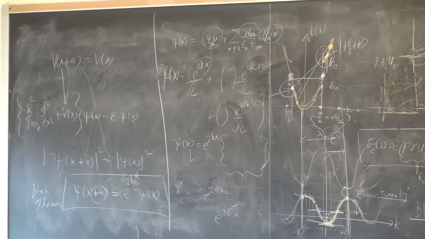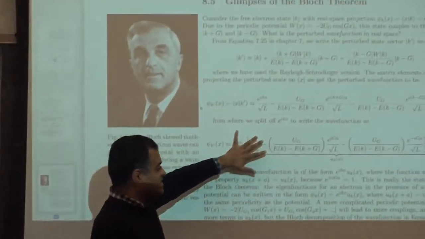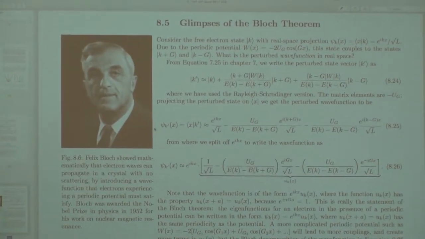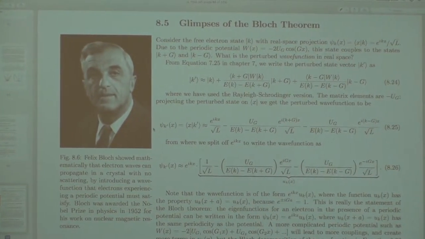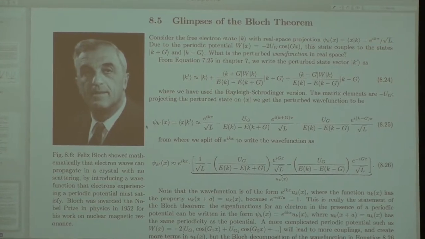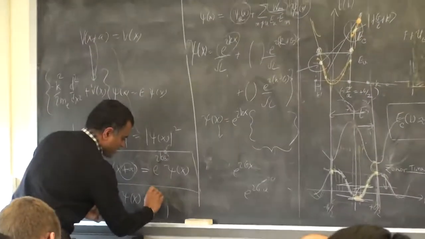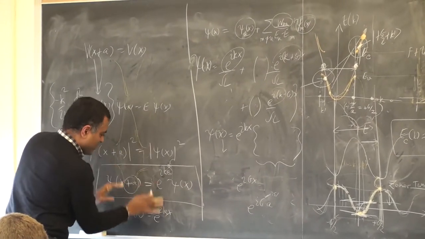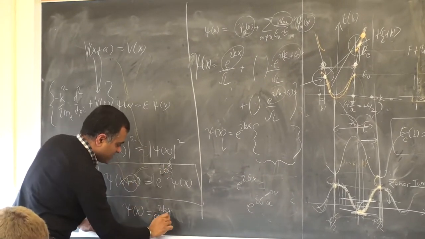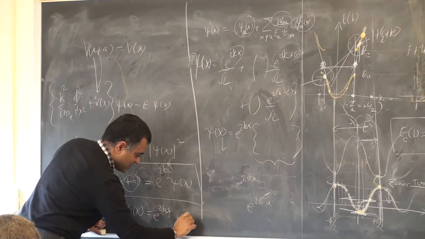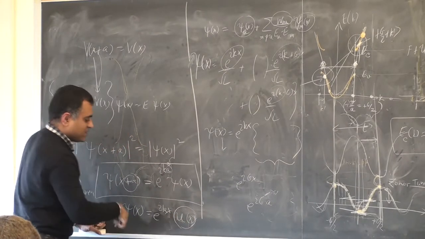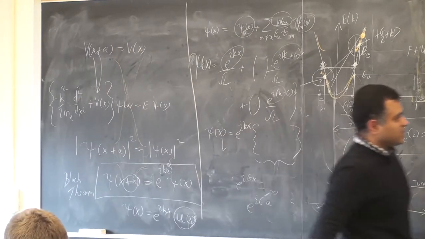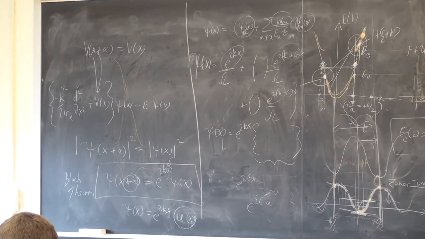So this is not a proof, but it is an indication that the wave function is in the form of a Bloch function. The Bloch theorem is stated in many ways, and here's another way, all equivalent. You can write the wave function as e to the power ikx times a function that has the periodicity of the lattice. This is the periodic part of the Bloch function.